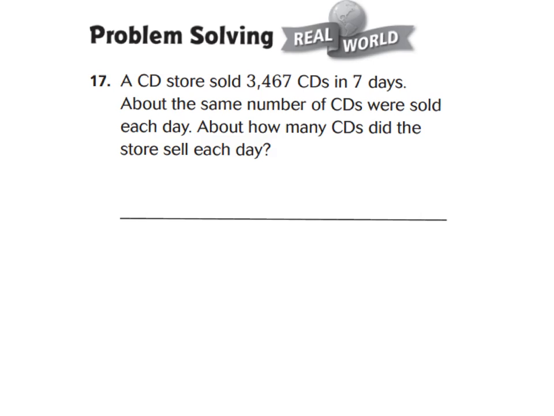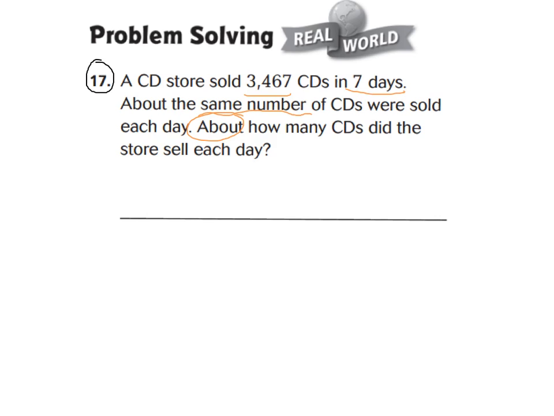Boys and girls, let's jump down to number 17, the problem-solving question. Go ahead and circle number 17 for me. Number 17 says, a CD store sold 3,467 CDs in 7 days. About the same number of CDs were sold each day. About how many CDs did the store sell each day?